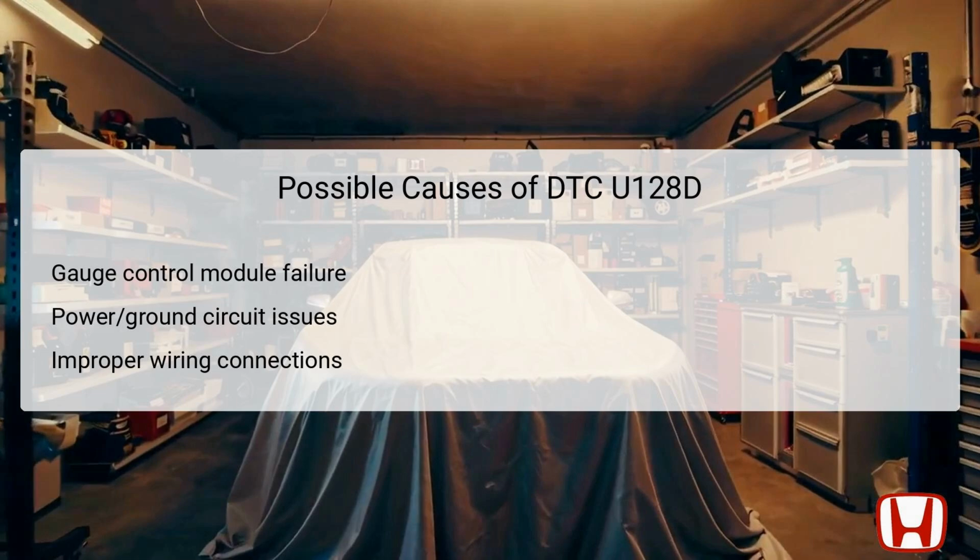Furthermore, improper wiring connections, such as loose or corroded connectors, can prevent signals from accurately transmitting between the gauge control module and the climate control unit. Each of these scenarios could result in the loss of communication, meaning any verification of their integrity is a crucial part of the troubleshooting process to effectively resolve the DTC U128D issue.